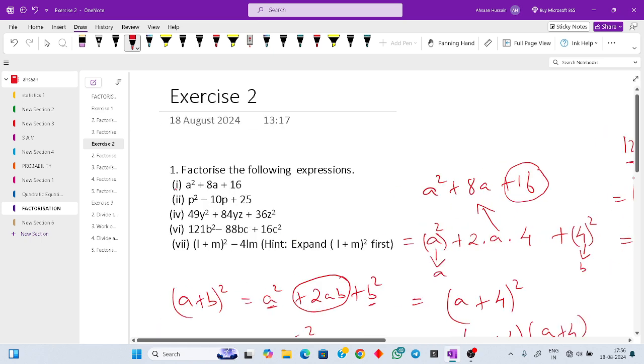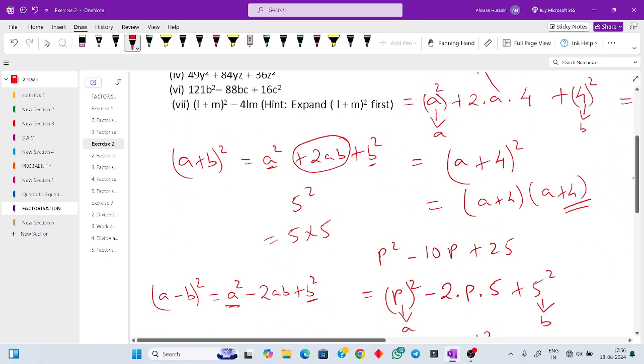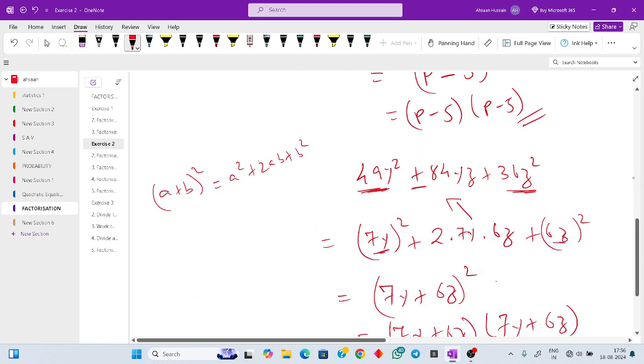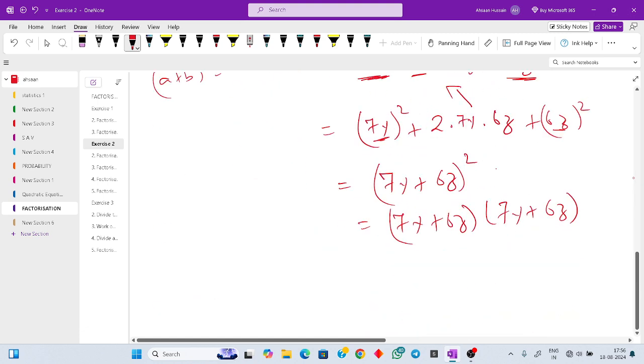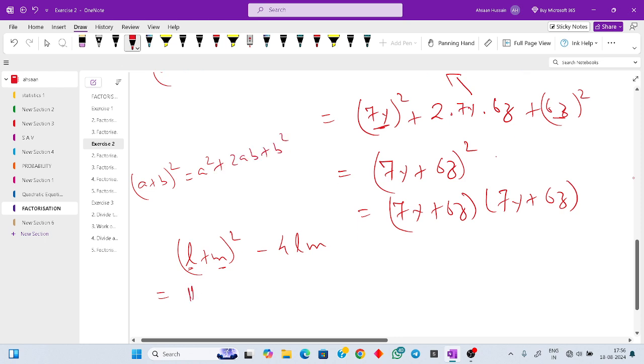This is our answer. The last question is l plus m whole square minus 4lm. So first of all, this is a and this is b. So a plus b whole square. And a plus b whole square means a square plus 2ab plus b square. So right here, l square plus twice lm plus m square.